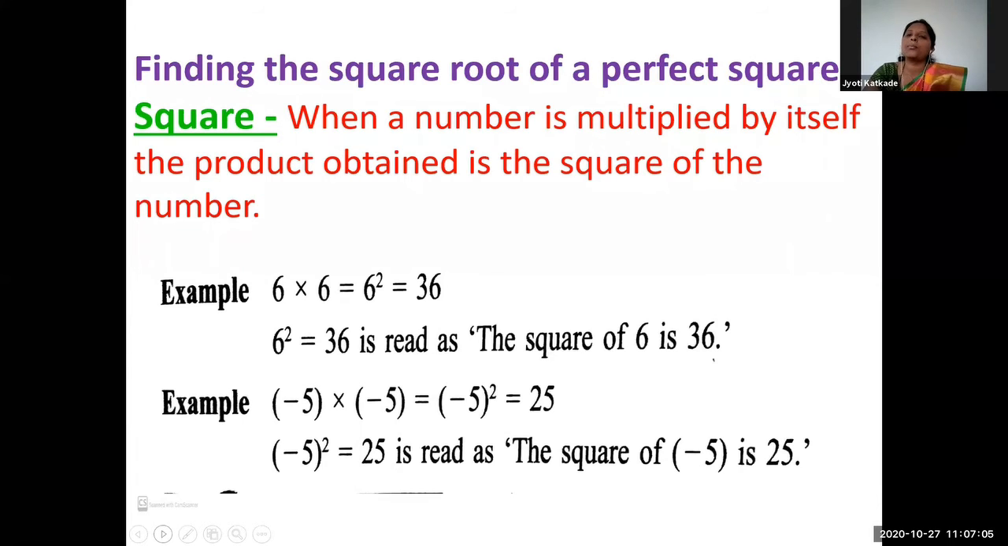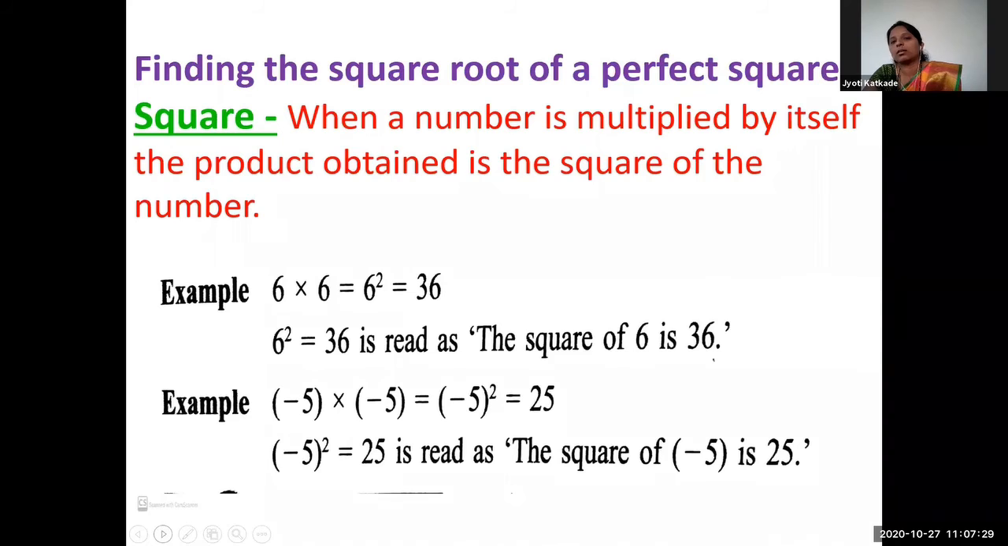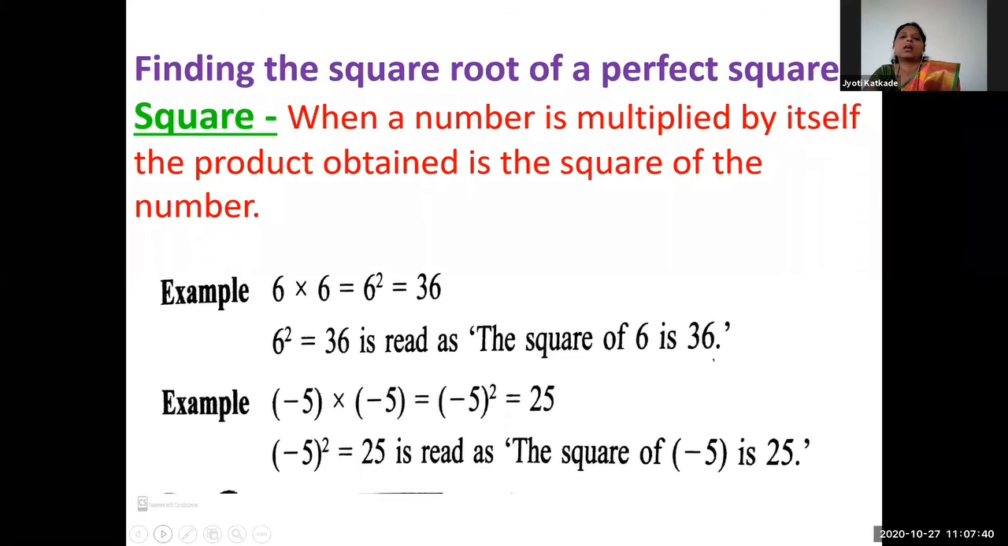Now, what is the definition of square? When a number is multiplied by itself, the product obtained is the square of that number. Meaning if 6, take the multiplication of 6 by itself, 6 into 6 means the square of 6. 6 into 6 means the square of 6 is 36. 6 squared is equal to 36, which is read as the square of 6 is 36.